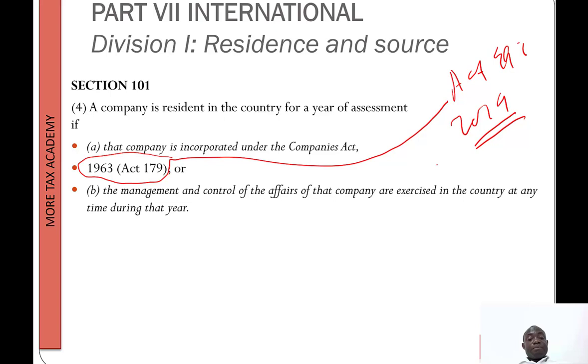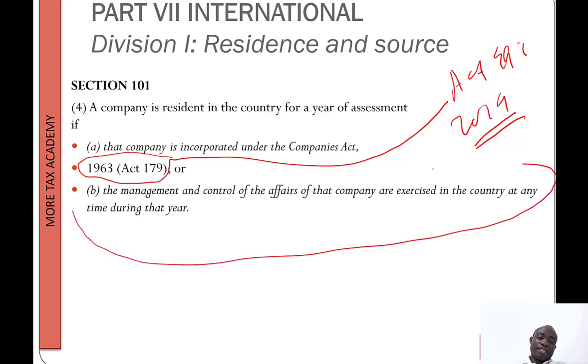It's possible that the company may not be registered, but it is managed from Ghana. Nowadays, computer and IT systems enable people to register a company in Ghana, and then the management is done in Mauritius. It's possible. So for tax purposes, we are saying that B, the management and control of the affairs of that company are exercised in the country at any time.